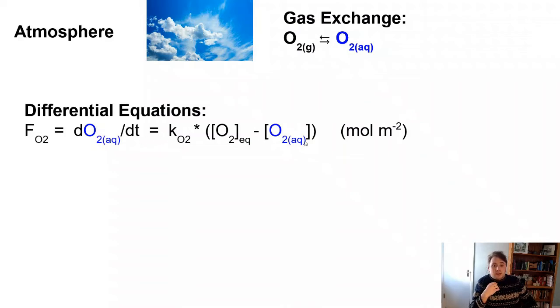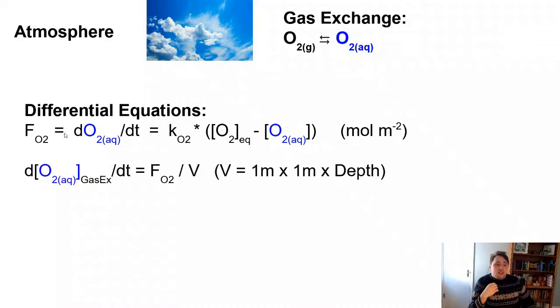This is your standard flux calculation, and this gives you the gas exchange that occurs in units of moles per meter squared of surface area. Now, to get to the change in concentration of oxygen, you've calculated the number of moles that are entering per meter squared, and you just need to take this equation and divide it by the volume. You know, moles per volume is a concentration.